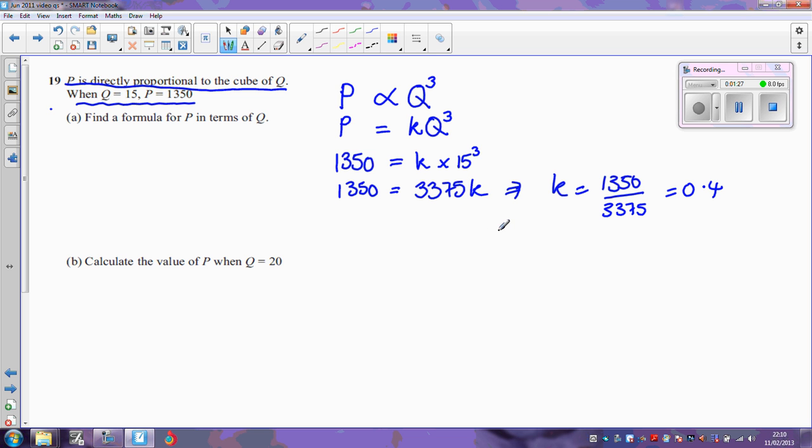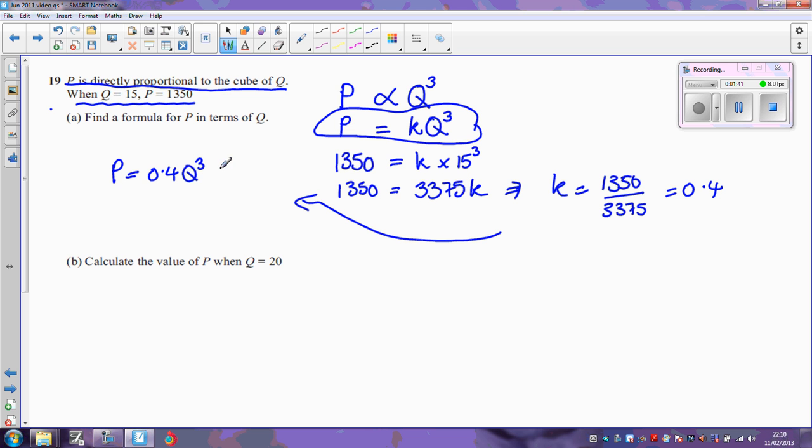So the formula then for P in terms of Q, if we go back to this statement here, but we replace K with the 0.4, is that P is equal to 0.4 Q cubed. And that's the formula for P in terms of Q.